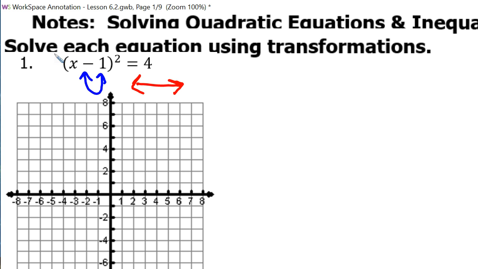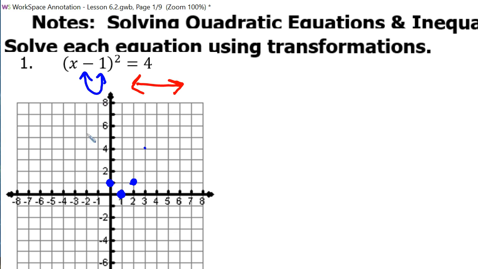What does the minus 1 inside the parentheses make the parent function do? Right 1. So from the origin, we need to move it to the right 1. And use your pattern. If I go over 1, what is 1 squared? 1. So over 1, up 1, on both sides. Over 2: if I go over 2, what is 2 squared? 4. So over 2, up 4.